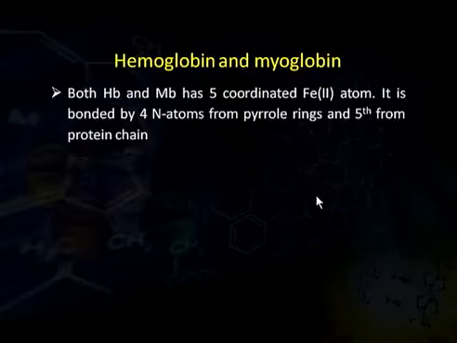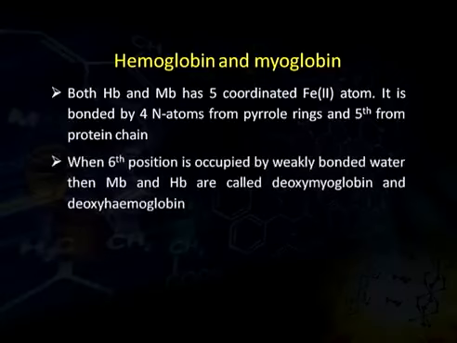Both hemoglobin and myoglobin have a 5 coordinated iron 2+ atom. It is bonded to 4 nitrogen atoms from the pyrrole rings and the 5th from the protein chain. The 6th position is occupied by weakly bonded water. Then myoglobin and hemoglobin are called deoxymyoglobin and deoxyhemoglobin.